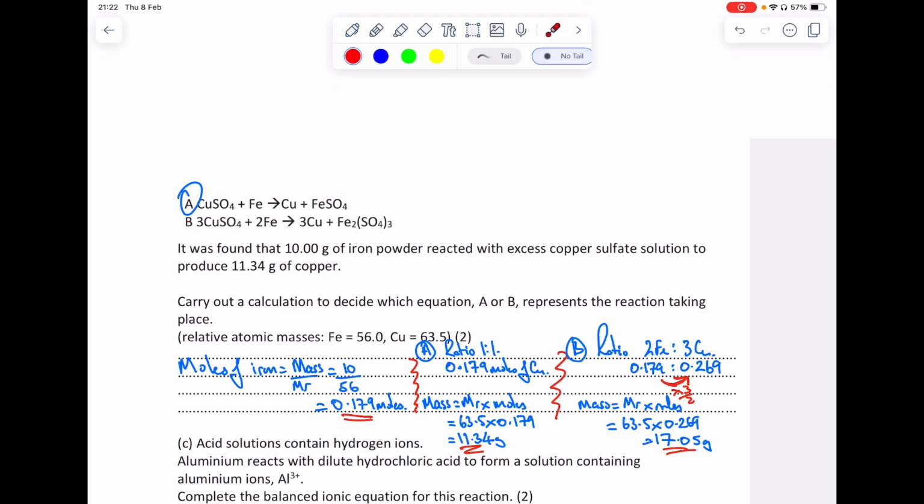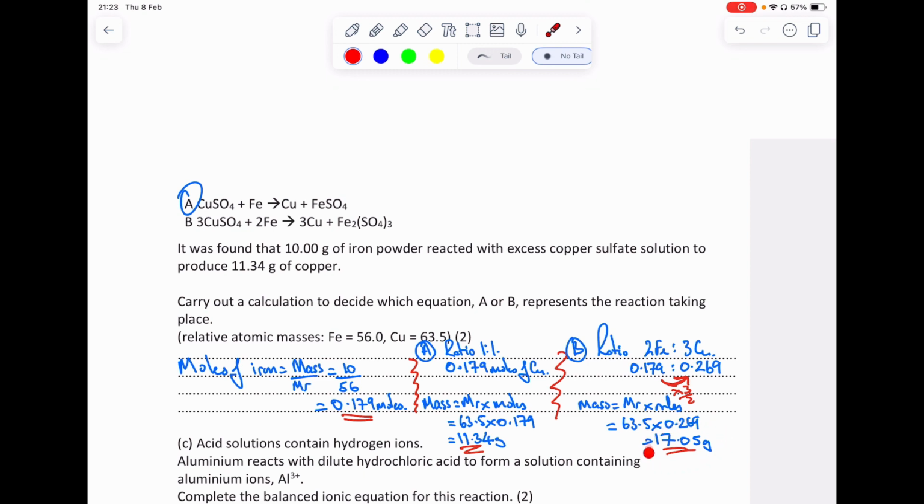And what I'm going to do here is use reaction B. Now reaction B, the ratio is 2 moles of iron forming 3 moles of copper. So my ratio is 2 to 3. So put my number of moles of iron, which we've worked out from here, times it by 3 over 2, and this gives me 0.269 moles of copper. Then use my mass calculation, so it's the Mr times moles, and that gives me 17.05.